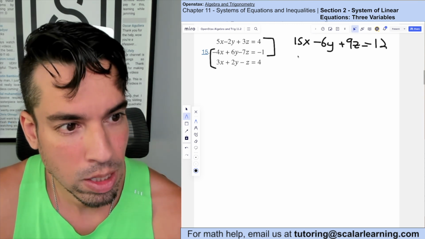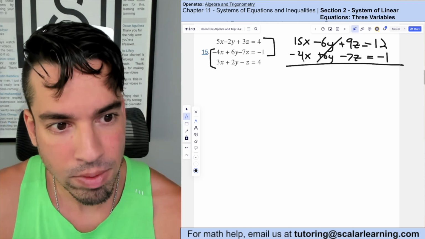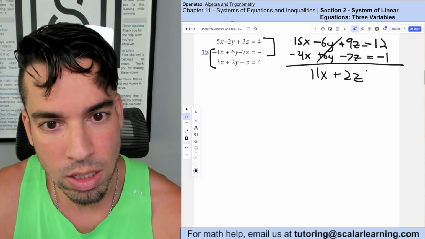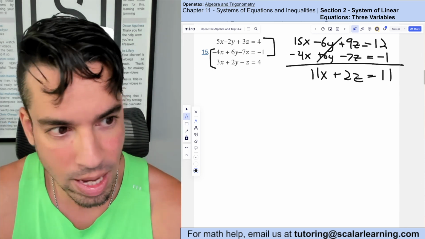Second equation, we're going to leave as is. Now we're going to add these together. The y's are going to cancel out. 15x minus 4x is 11x. 9z minus 7z is 2z. 12 minus 1 is 11. Boom, we got a nice equation with x and z.